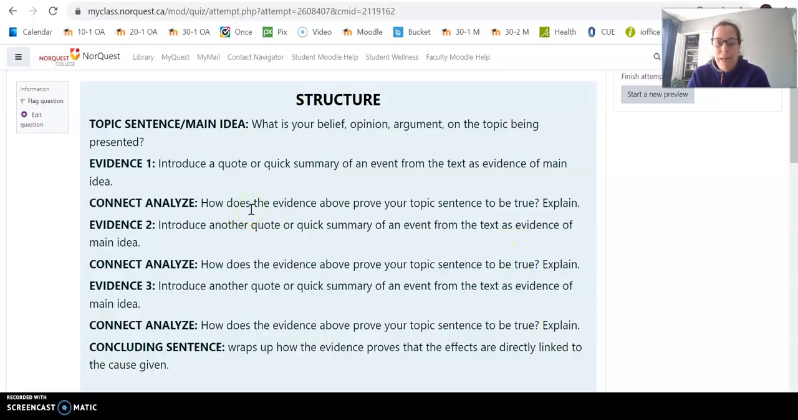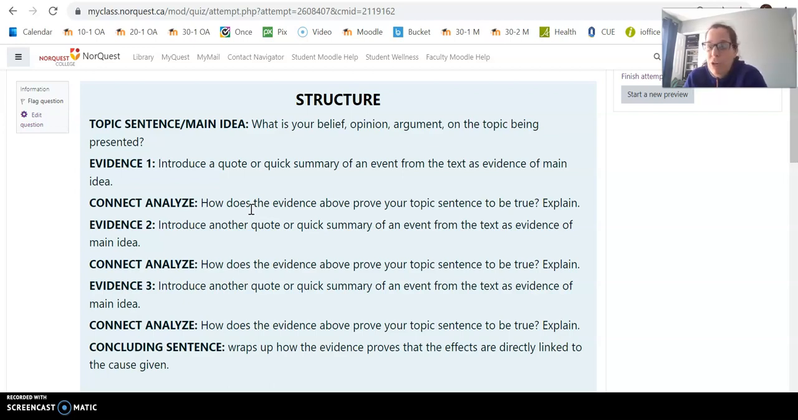Okay, so if we go and look at our actual Moodle page here, just below this video, you're going to see the structure of a cause-effect paragraph. So the first thing is that you need to have a topic sentence. So what is your belief, opinion, argument on the topic being presented? Then you're going to introduce a quick quote or summary of the event from the text as evidence of the main idea. Then you're going to connect how that piece of evidence proves your topic sentence to be true. Then you're going to give another piece of evidence. You're going to connect how that evidence connects to your topic sentence. And when possible, give a third piece of evidence and connect that as well.